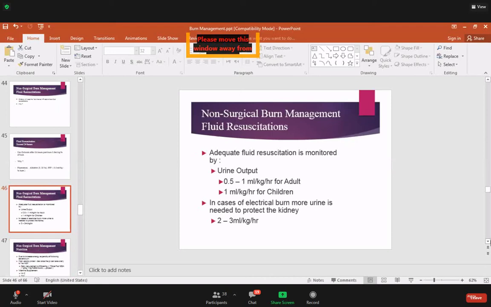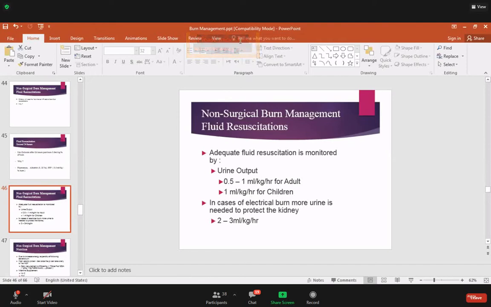What is the criteria of monitoring? How can you monitor that your patient's fluid resuscitation is sufficient? For adequate resuscitation, we monitor it by the urine output. If a patient is maintaining a urine output of about 0.5 to 1 ml per kg in adults and 1 ml per kg per hour for children, we say the patient is adequately resuscitated. For a patient with a weight of 70 kg, how much urine output tells you that the patient is having adequate resuscitation?